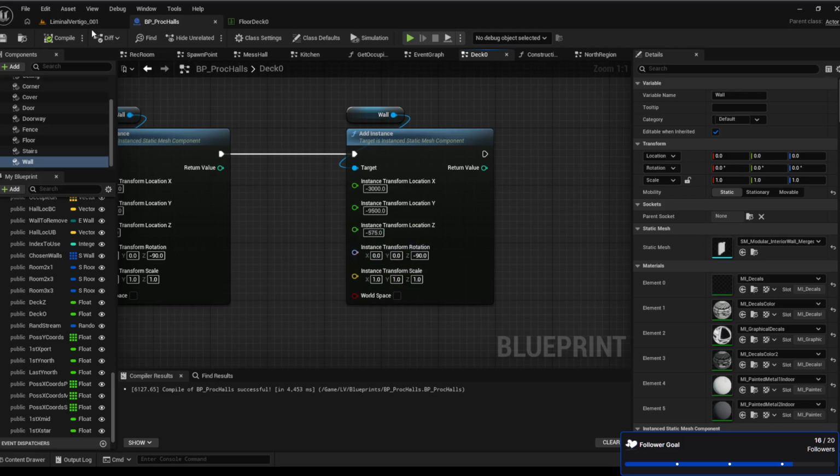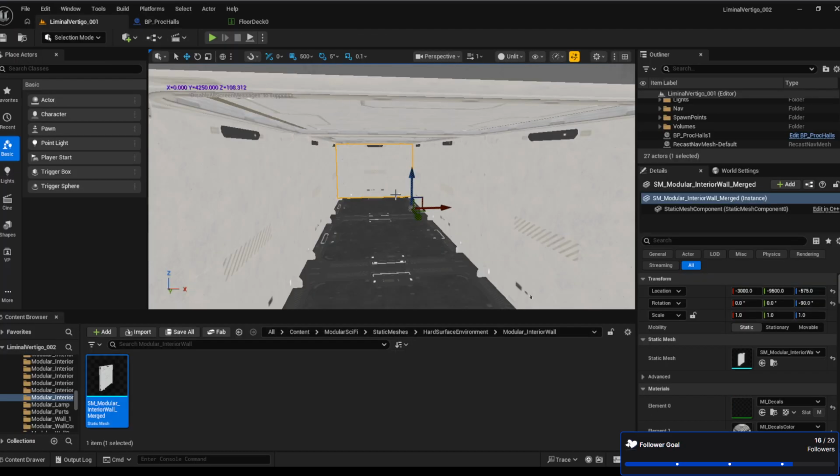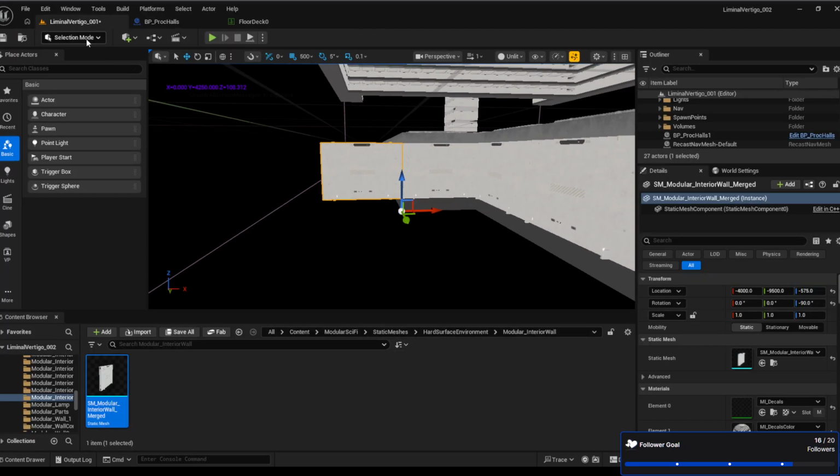Okay. It was compiled in. Save. Let's go ahead and move this to the side. I won't delete it yet, just in case I need to fix other walls.